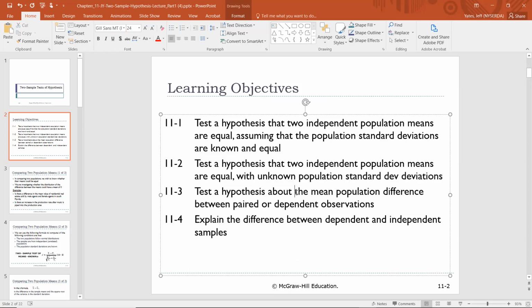And that is testing the population difference between paired and dependent observations. So here's where we're going to look at the pairing of population differences. In other words, is there a difference between the two populations? So that is a very specific kind of use case that we're going to look at. And then we're going to look at a little bit more between the dependent and independent samples. So we're going to take a closer look at that as well.